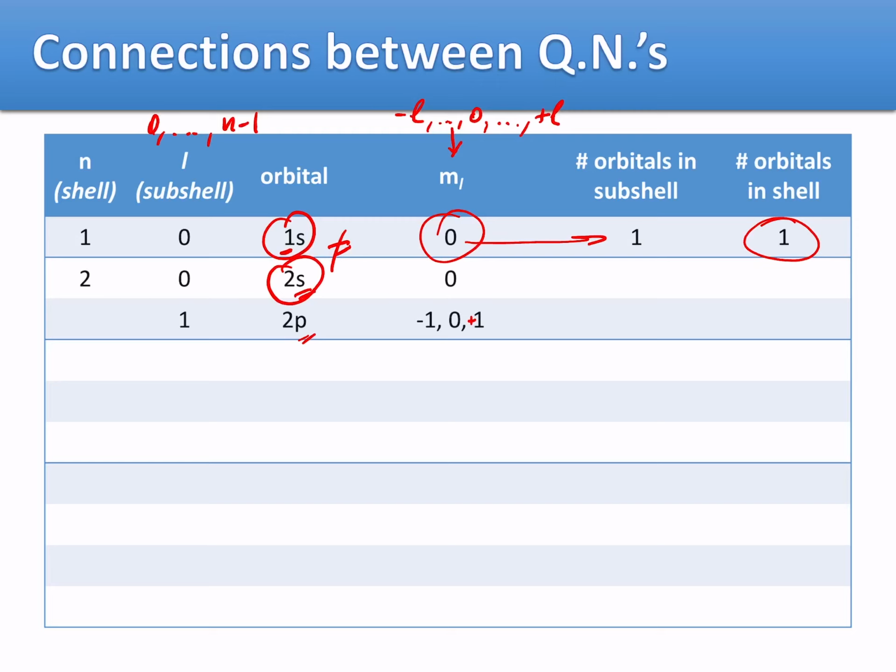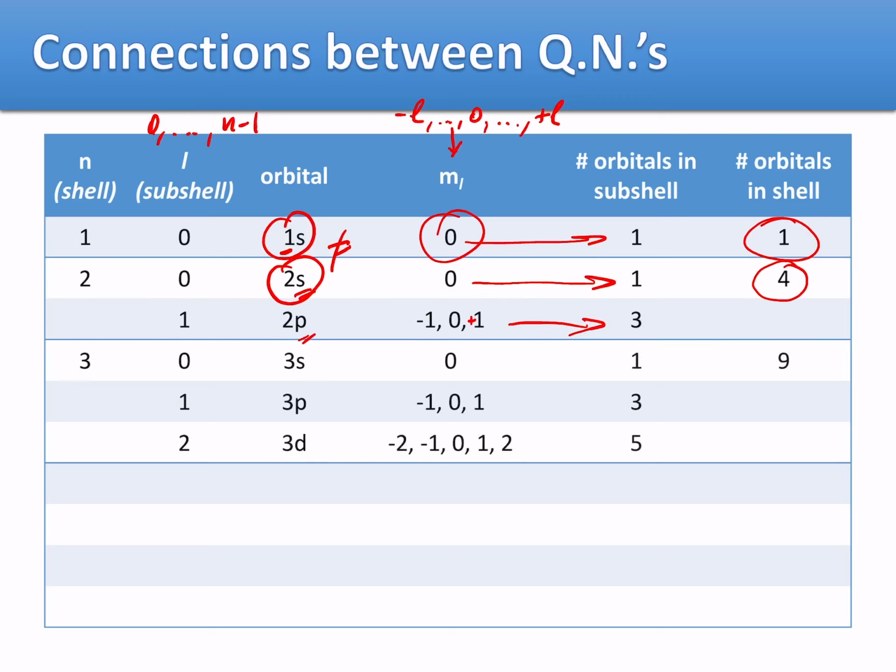Now in each subshell, we have one value from L equals 0, but we have 3 values for L equals 1. So you have 1 in one subshell and 3 in the other, so you have a total of 4 orbitals in the second energy shell. And you see where this is going, right? Because now if n equals 3, you have 3 different values of L.